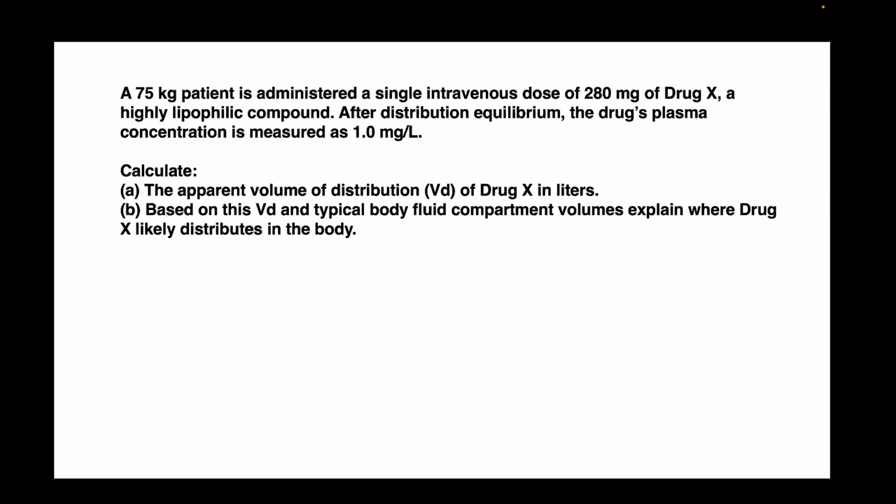The apparent volume of distribution of drug X is approximately 280 mg. I couldn't hear you. Can you please repeat what you said? The answer is 280. Okay. We'll wait for others to answer and then I'll let you know the correct answer.